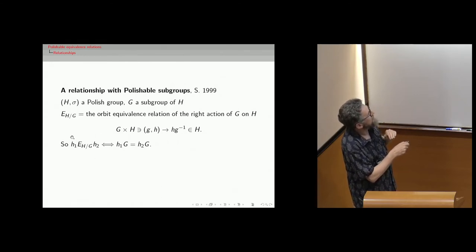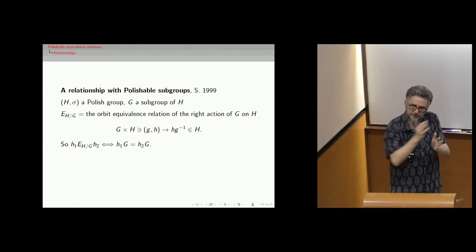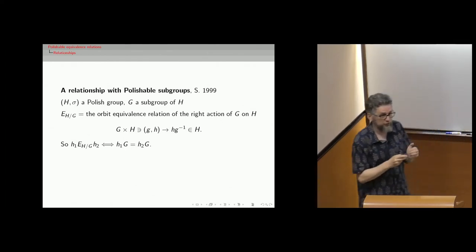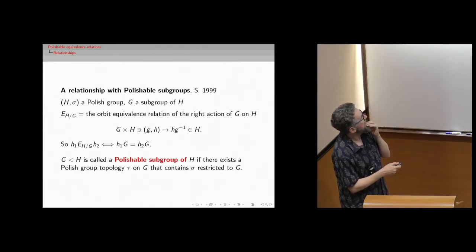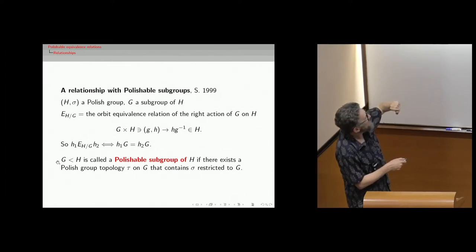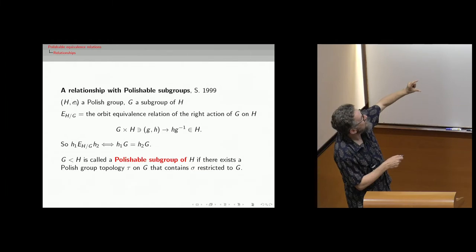Sometimes it's called the coset equivalence relation. I make two elements of H equivalent if they belong to the same left coset of G. So just divide H into left cosets of G, and you make the left cosets into equivalence classes. This is the equivalence relation that people sometimes consider. And a group G, this is a definition due to Kekris and Louveau, is polishable if there exists a Polish group topology on G that contains the topology on H restricted to G.